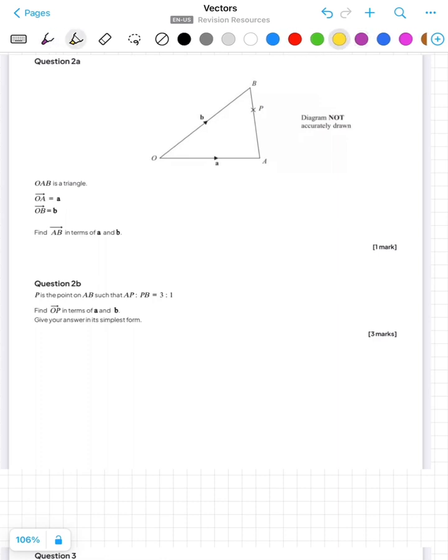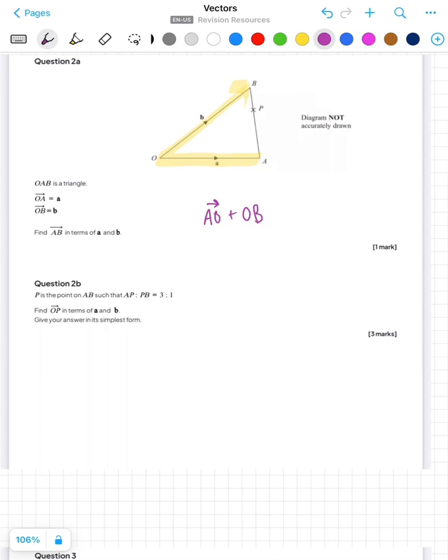When this happens, imagine this road is closed, you take your diversion. So we're following that yellow highlighted arrow. So we are going backwards, we are going A to O, and then we're going from O to B. If O to A is a, A to O is minus a, plus O to B, which is b. And that's our final answer.